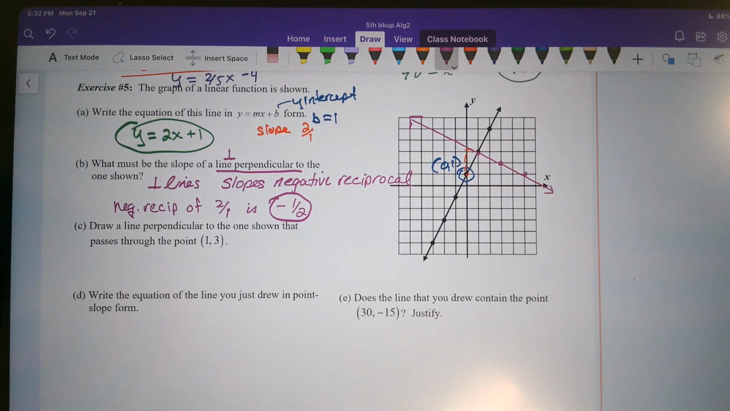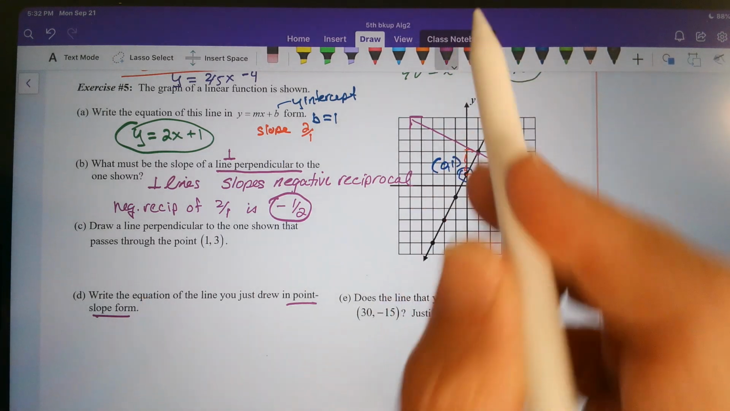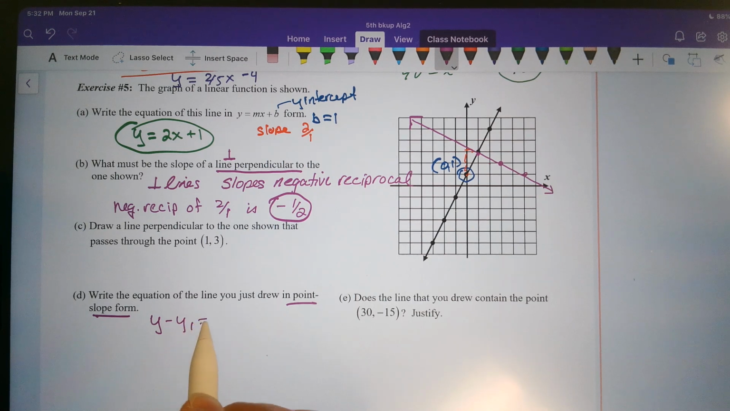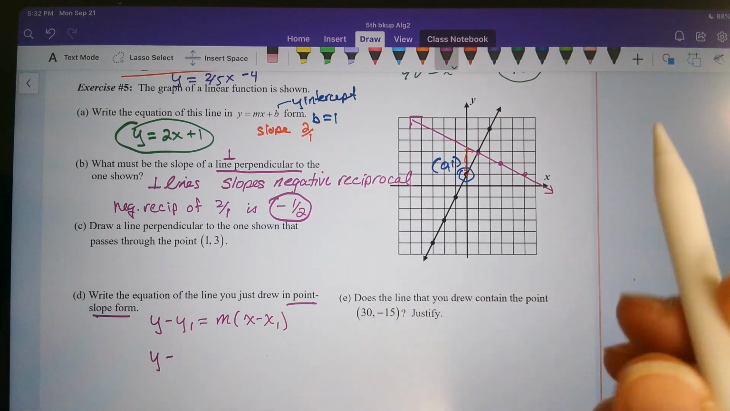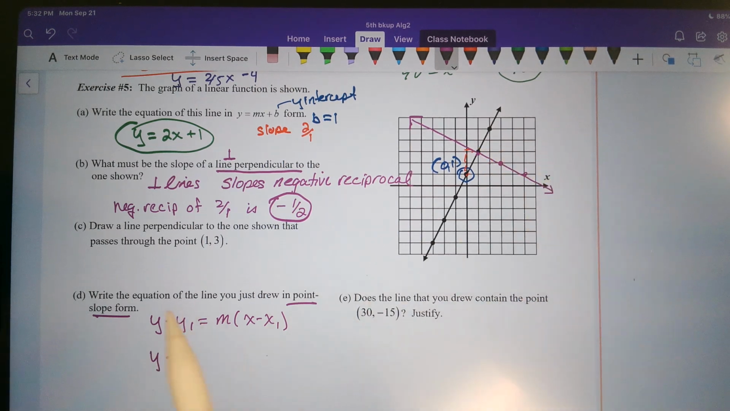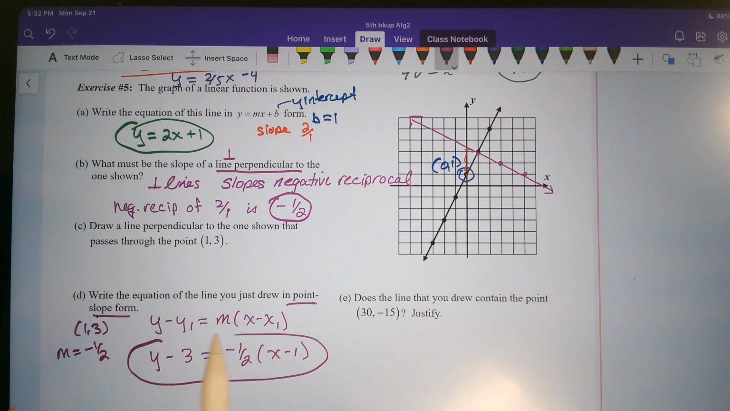Write the equation of the line we just drew in point slope form. Okay, point slope form. Write down the formula. It's going to help you to remember. y minus y sub 1 equals m times x minus x sub 1. y minus, use the point 1, 3. And our slope is -1/2. So y minus 3 equals -1/2 times x minus 1. Well, that's fine. We don't have to simplify that in any way.